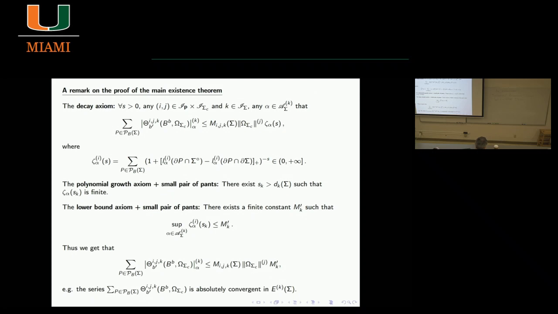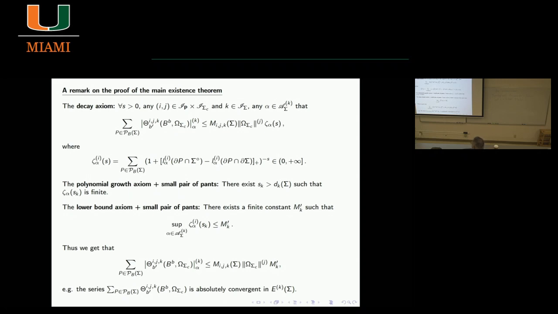So that's finite. In other words, I get this finite thing here, so I see immediately that these guys here are actually absolutely convergent. But now I need to work a little bit harder to actually get the estimate so that I know it ends up in E prime.